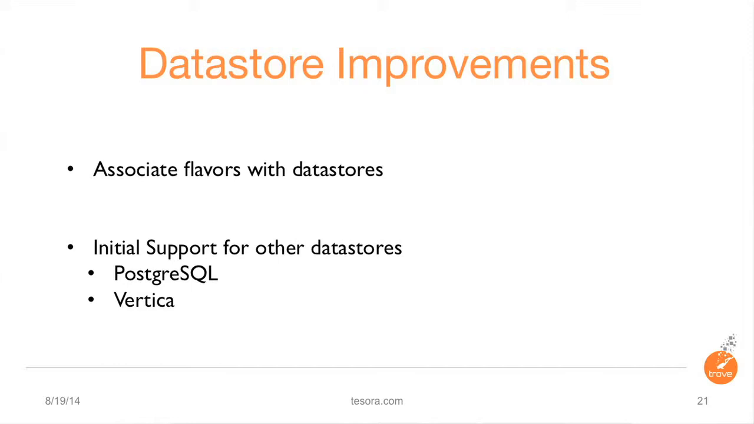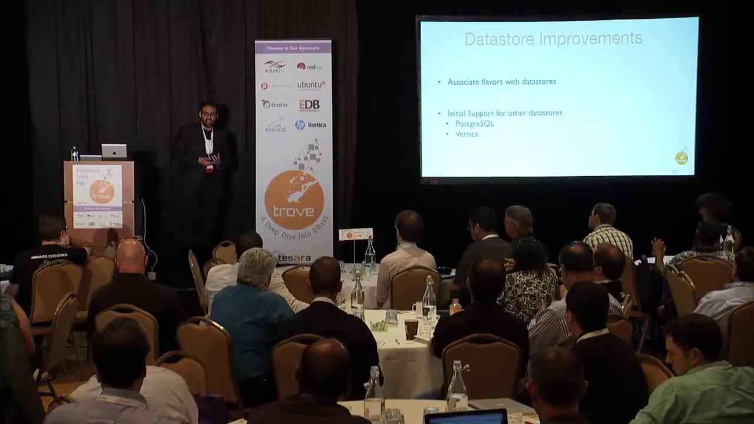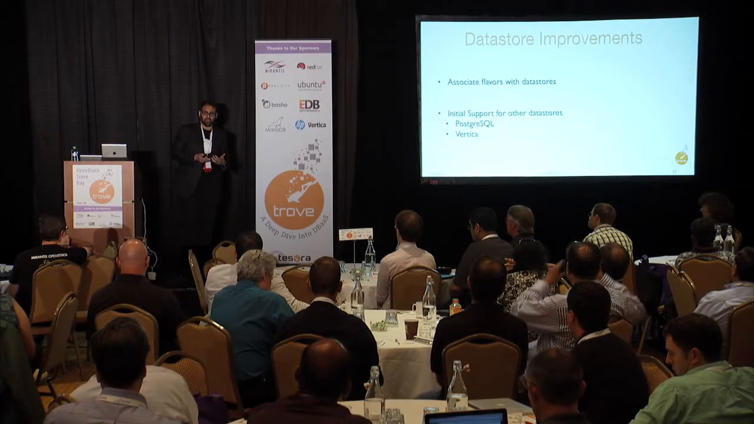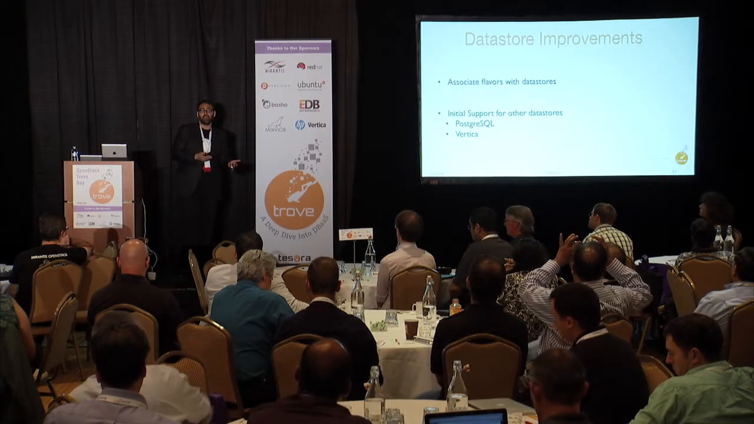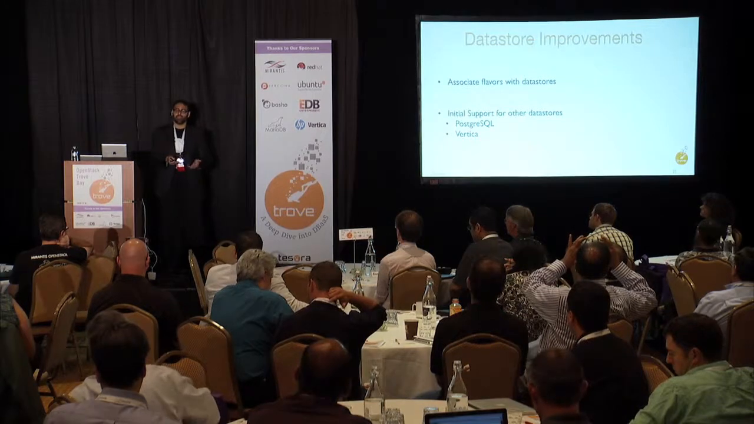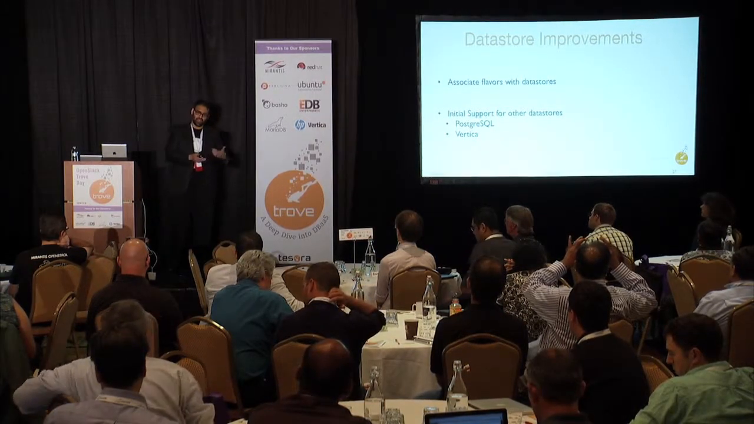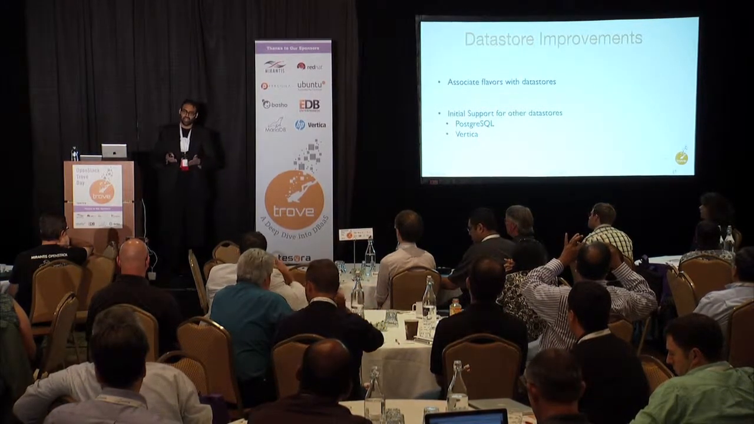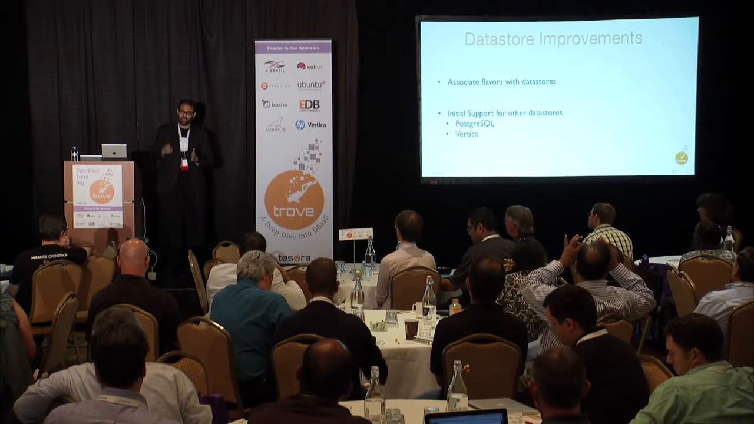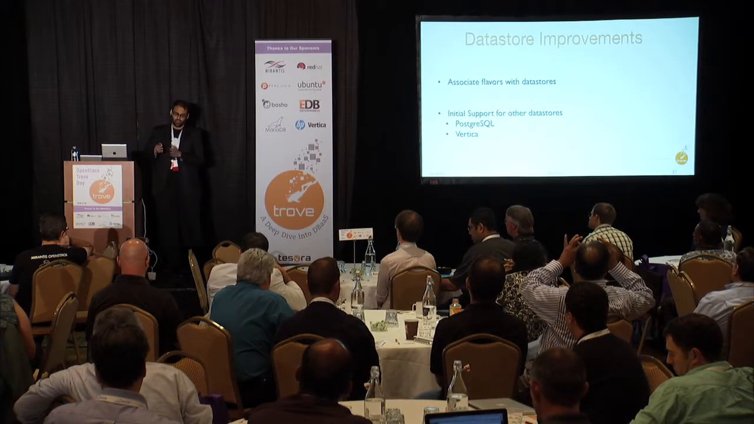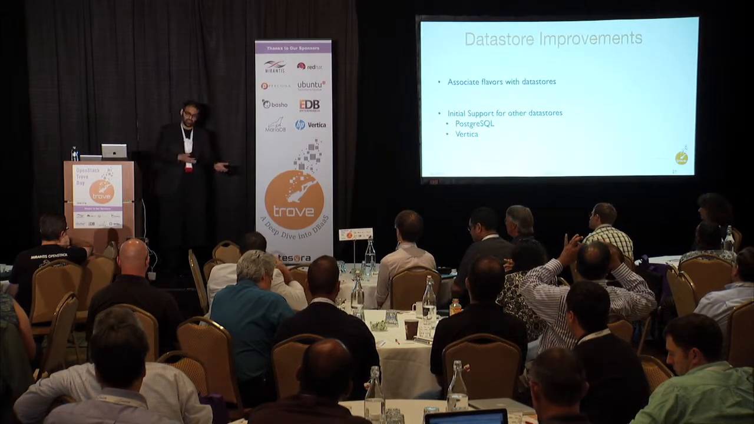In Juno, we're also working on making a few data store improvements. Primarily, we're working on a way to associate flavors with the data stores. So having a way to say that, hey, I have Mongo, and the minimum memory requirements for this Mongo data store type that I have in Trove is really this, and X, Y, and Z flavors don't meet this bar. Therefore, I want only this set of flavors associated with this data store.